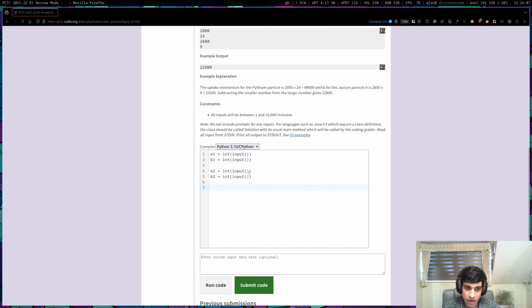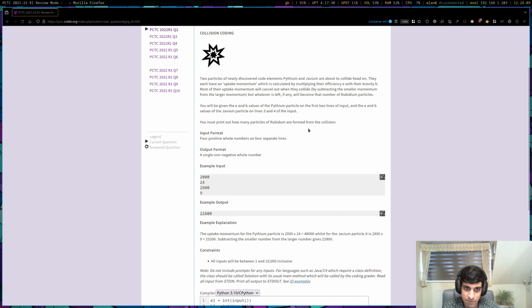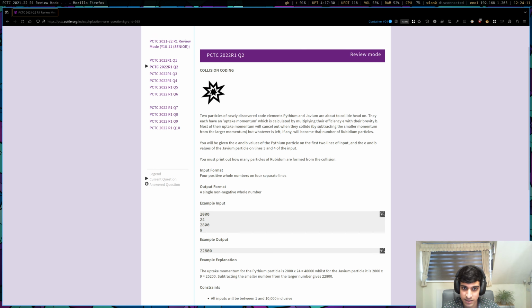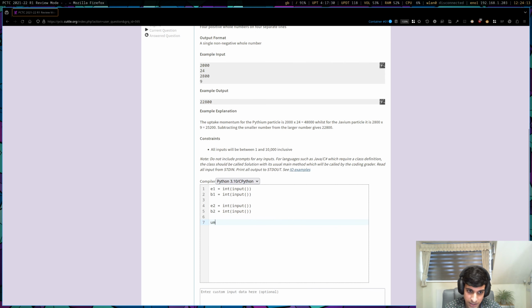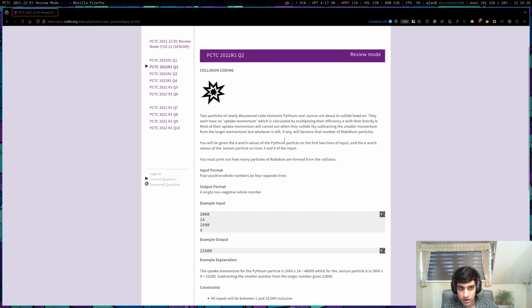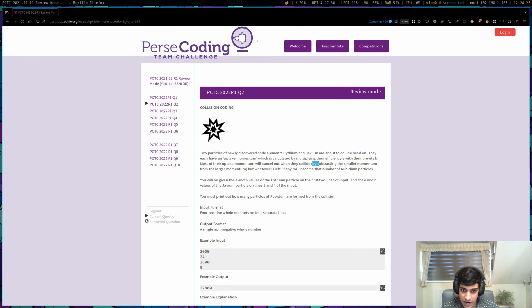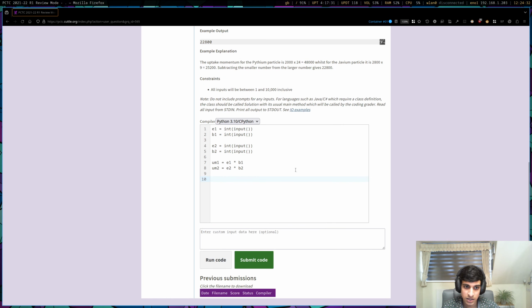And now we need to calculate the uptake momentum. So let's just call that UM for uptake momentum. So UM1 for particle 1 is equal to E1 times B1. And similar idea for UM2. Okay, and now we essentially need to just figure out the difference between these two uptake momentums.